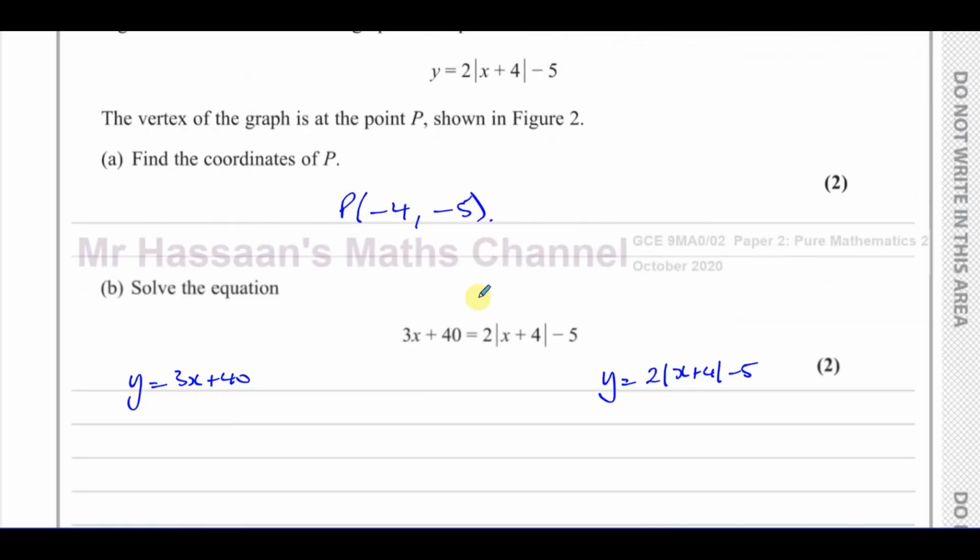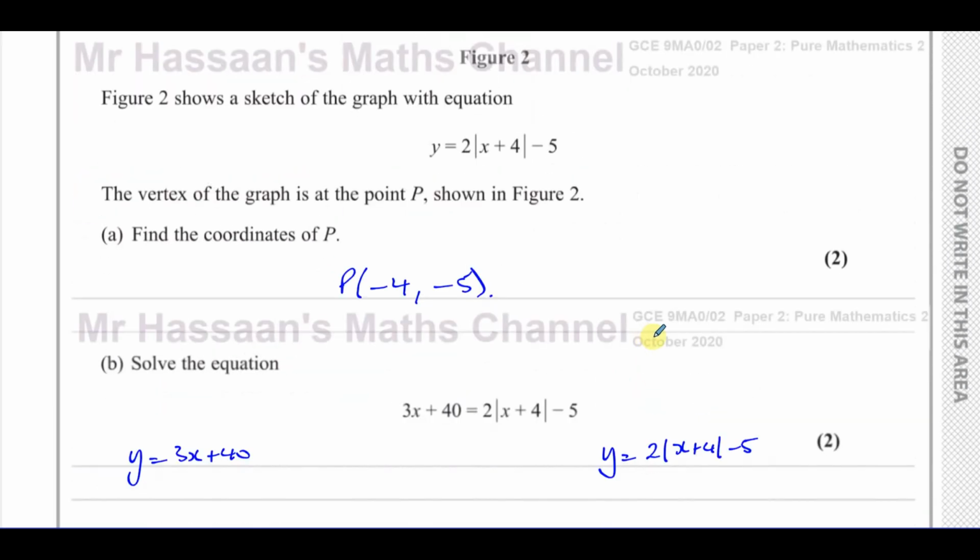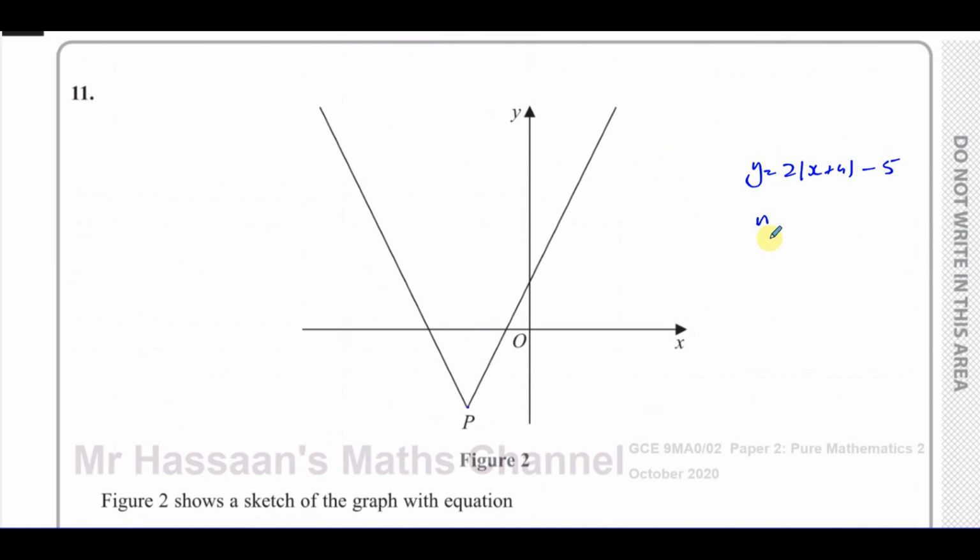So basically, we have y equals 3x plus 40, and this equation here we have to solve. Now y equals the modulus of 2x plus 4, minus 5, has a positive argument and a negative argument. The positive argument is when you treat the modulus sign like a bracket without any other change. So it's 2 times x, which is 2x, and 2 times 4, which is 8, and 8 minus 5 is 3. So in this case, this line is y equals 2x plus 3. That's the positive argument of this modulus function.